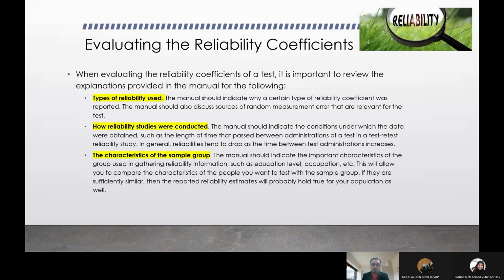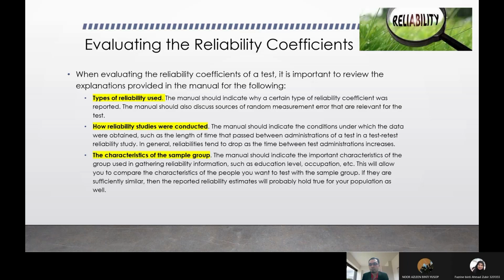And last but not least, the characteristic of the sample group. The manual should indicate the important characteristic of the group in gathering reliability information, such as educational level, occupation, etc. This allows you to compare the characteristic of the people you want to test with the sample group. If they are sufficiently similar, then the reported reliability estimate will probably hold true for your population as well.